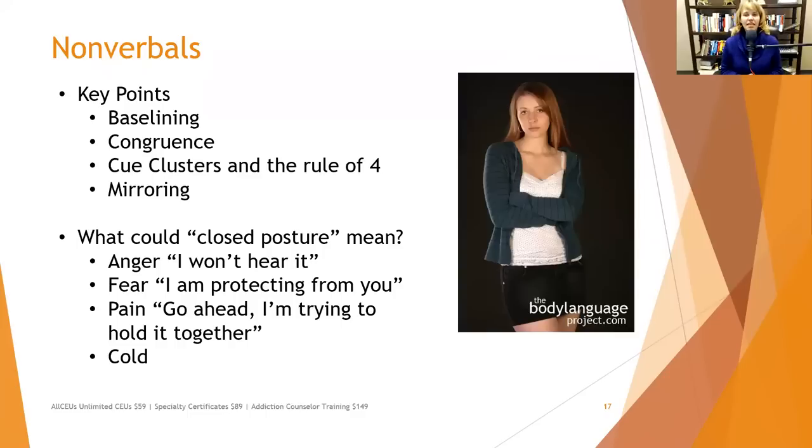A fun activity is having people display a closed posture like mannequins around the room, and then going around and trying to identify what they're thinking. What does this closed posture mean? A lot of times we'll do the closed arms to start out with because that's the easiest. Closed arms can mean I'm angry. It could mean I'm scared. It could mean I'm really cold. Or, go ahead, I'm in pain. I'm really trying to hold it together so I can listen to you. So I have them try to figure out what the nuances are between those 4 postures.